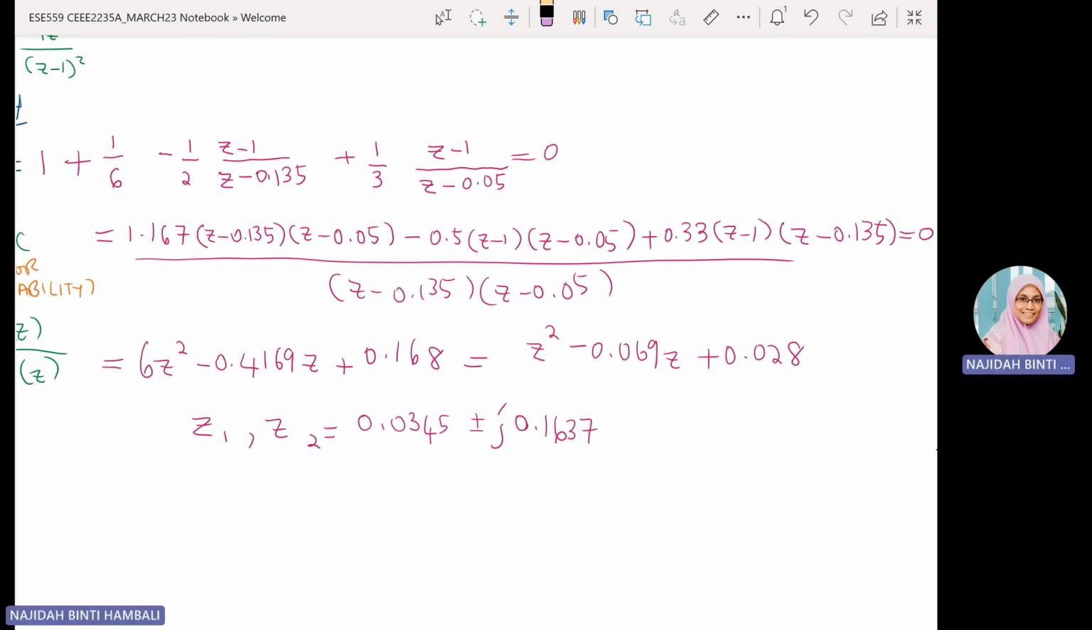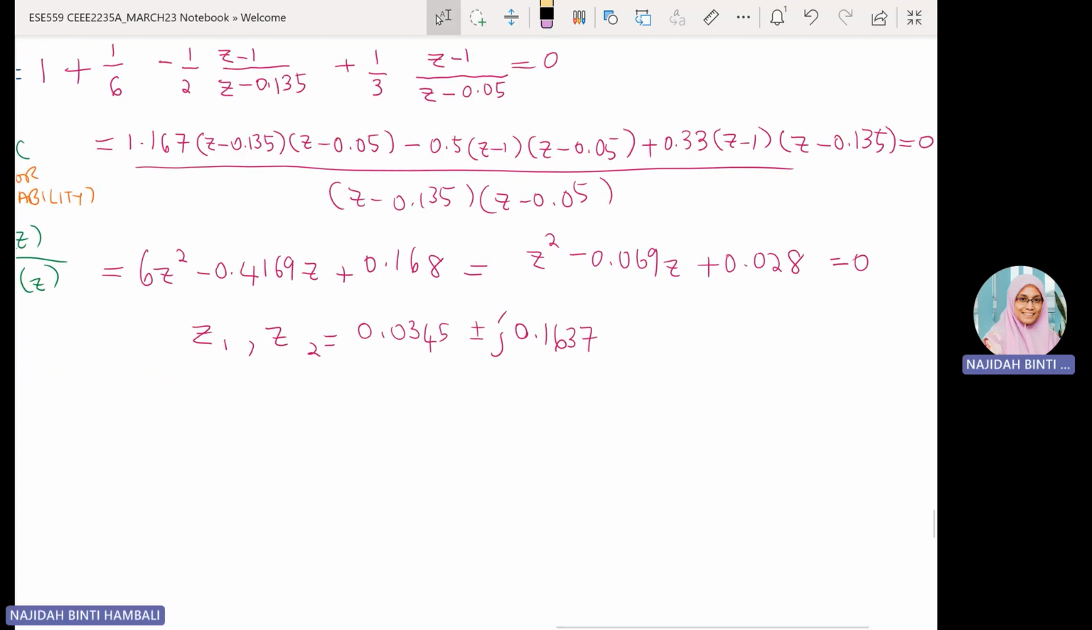Okay. Yang first tu kalau saya pakai yang 1/6, 1/2, 1/3 tu, saya dapat 6Z. Okay. So since both of the roots lower than 1, so stable.